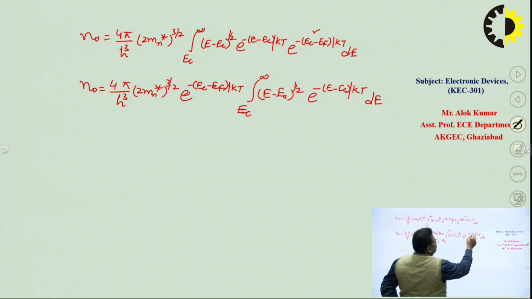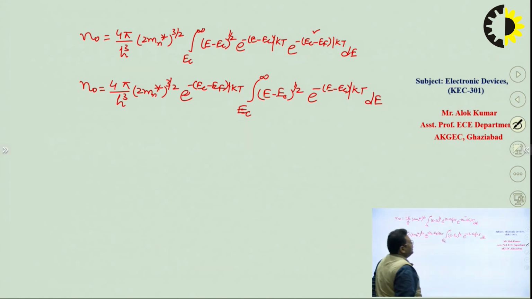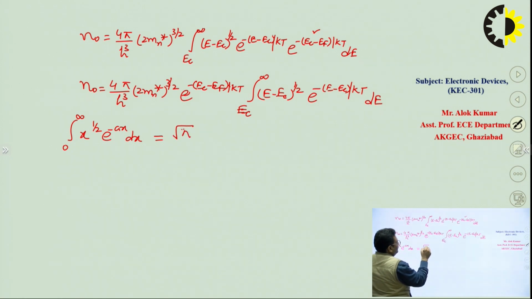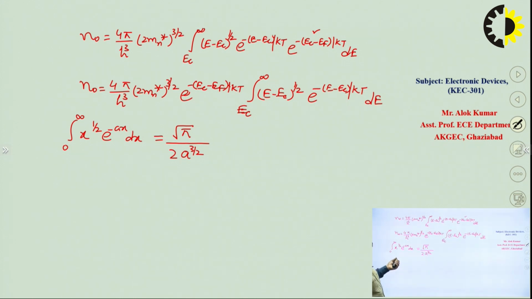Now we have a mathematical formula: integration 0 to infinity of x to the power 1 by 2 and e to the power minus ax dx is equal to under root pi divided by 2 into a to the power 3 by 2, right? So we have this mathematical relation.